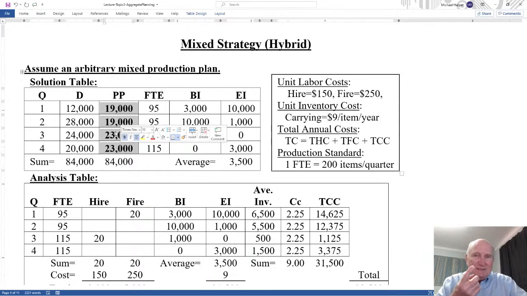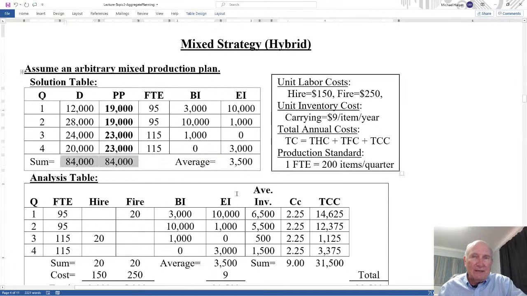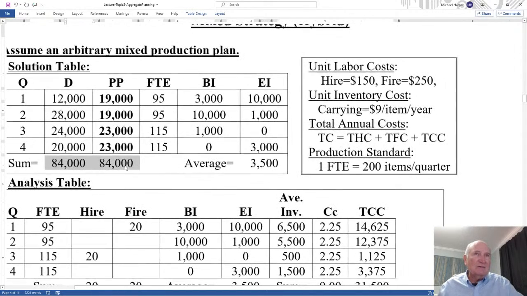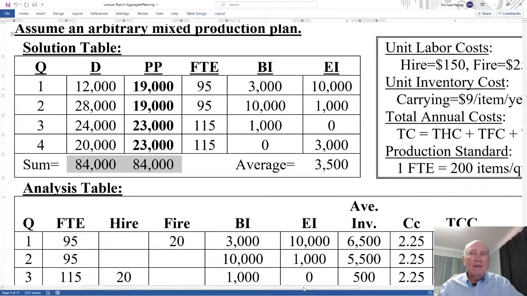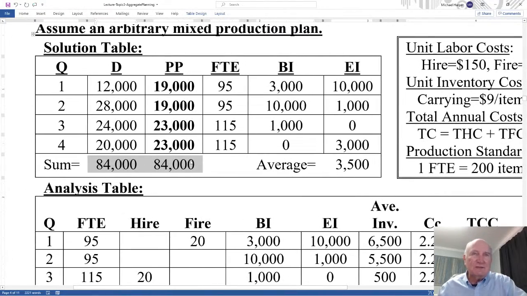Well, the first one is easy. I want it to be mixed, so it cannot be level or chase. If it's level, it's level, it's chase, it's chase. It can't be level or chase. It has to be something other than that. So it can be a lot of other things. That's the first condition. The second condition is I wanted the total production to equal total demand. I wanted those 2 numbers to be the same. Let's make this bigger for now. I wanted these two numbers to be the same.